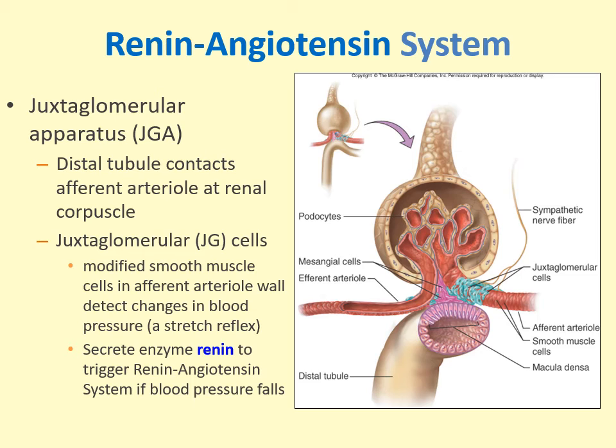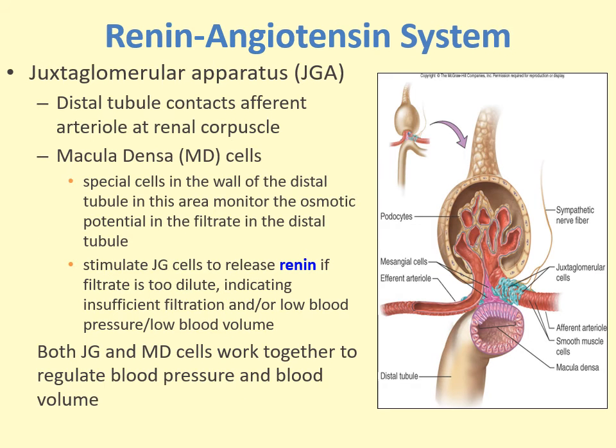And in order to do that, they secrete an enzyme called renin, and that renin triggers this thing called the renin-angiotensin system if the blood pressure falls, to try to maintain the filtration of the kidney. So here we have the renin-angiotensin system.